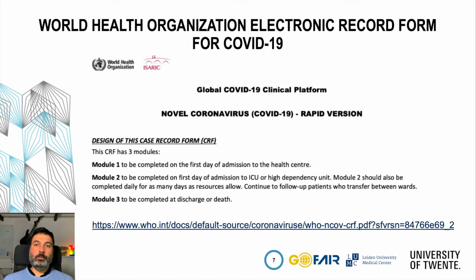The third module is called the discharge or death form or module. It should be filled once at the time when the patient is discharged from the care facility.